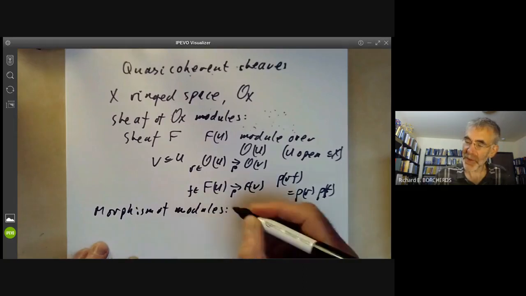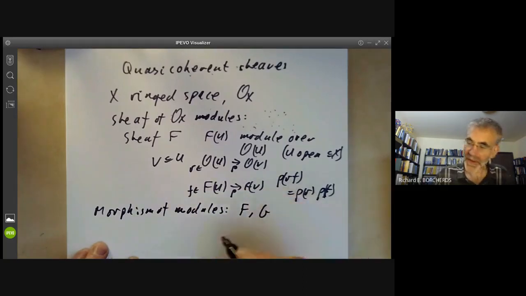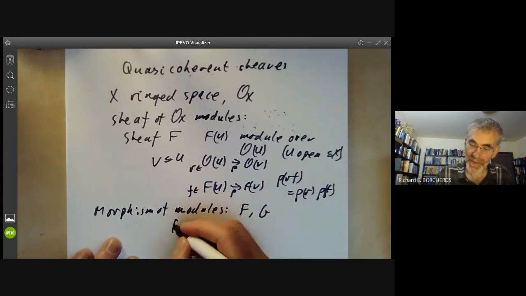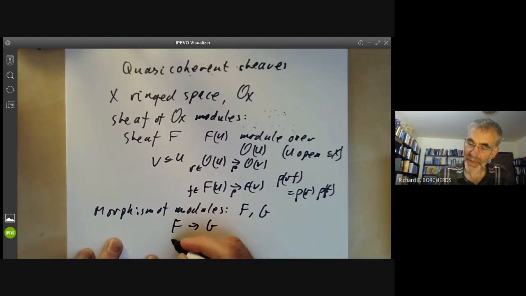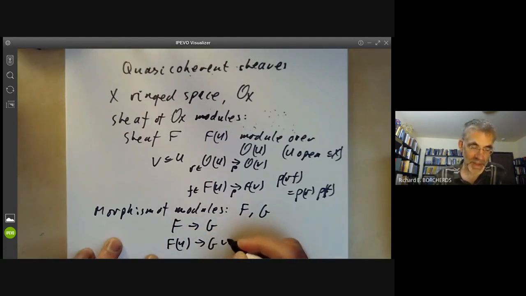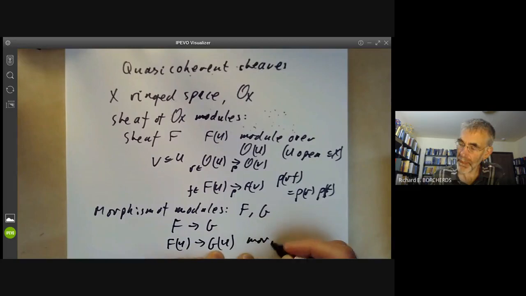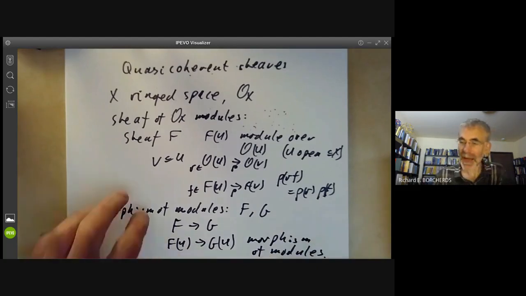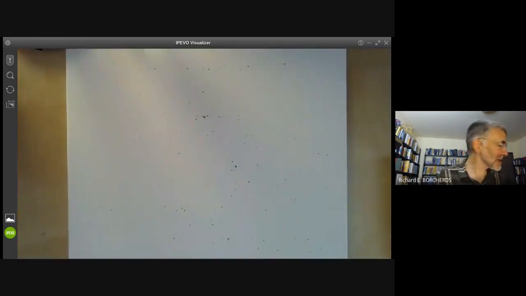If we've got two sheaves of modules F and G, then a morphism of sheaves of modules from F to G would just be a morphism of sheaves from F to G, such that F of U mapping to G of U is a morphism of modules. And modules over a sheaf of rings behave much like modules over a ring. You can do many of the standard operations. You can take kernels and images and direct sums and define exact sequences.